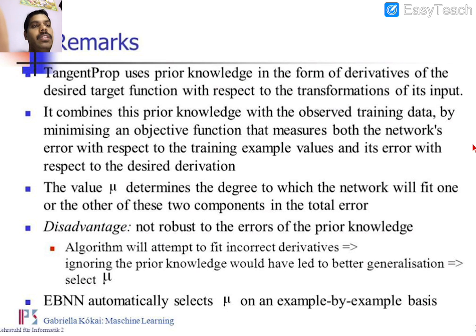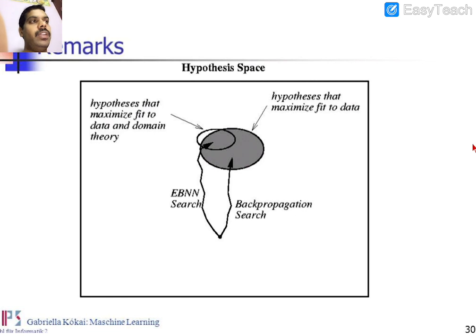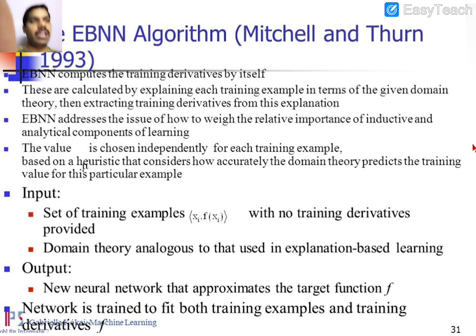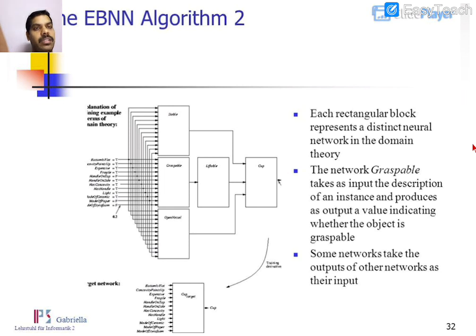So it combines the prior knowledge with the observed training data. So each time we have to analyze, we have to explain, and we have to refine the rules that we have seen while defining the hypothesis space. And we discussed one more, explanation based neural networks, which is going to have the domain knowledge. And using this domain theory, we identified a target function which is going to give better results.